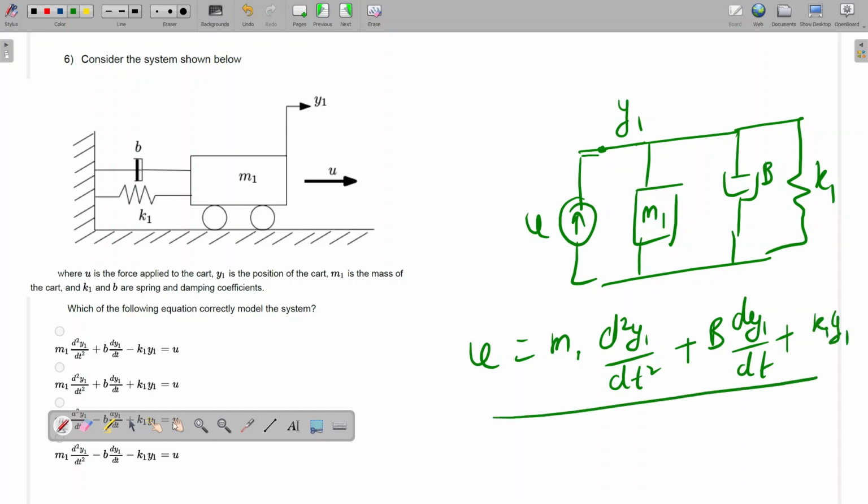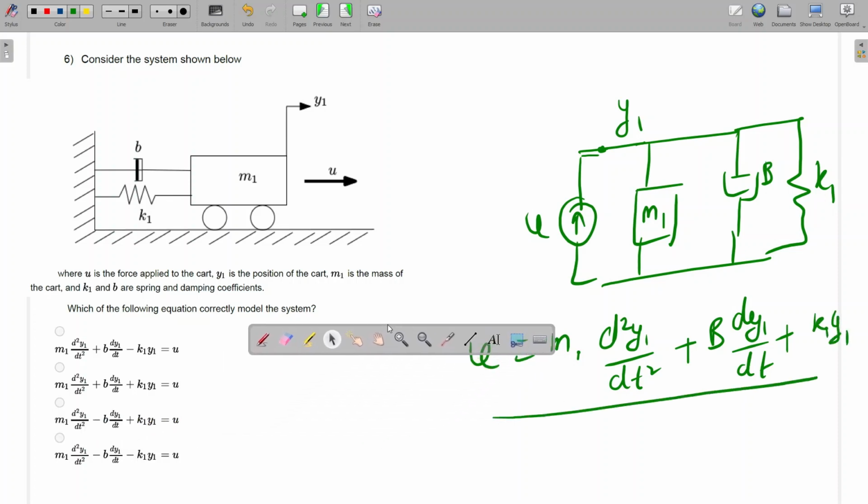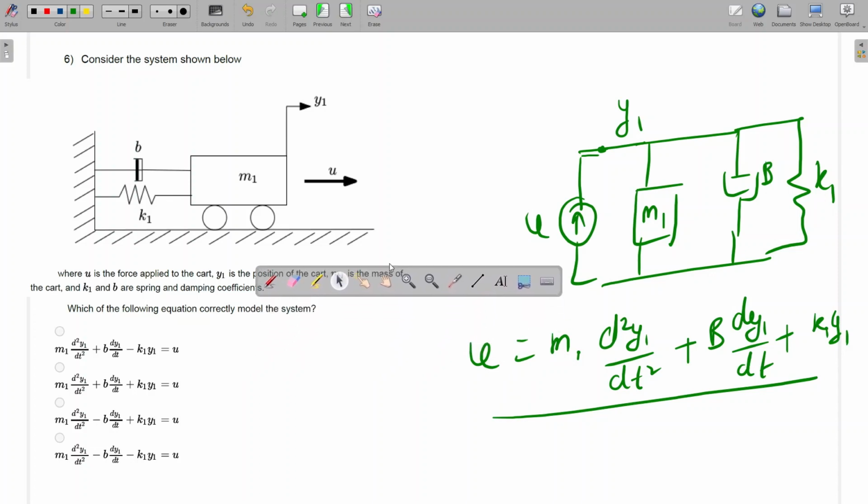Okay. So if we see here, which will be the correct option? Here all positives are there. M1 d square y1 by dt square plus b dy1 by dt plus k1 y1 is equal to u. So this will be the correct option. Is it clear to all?